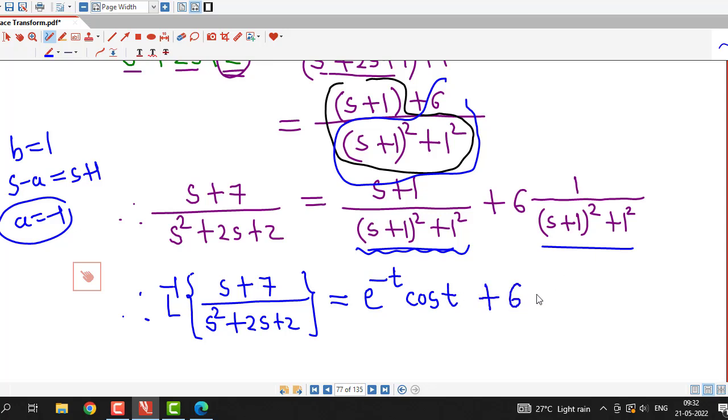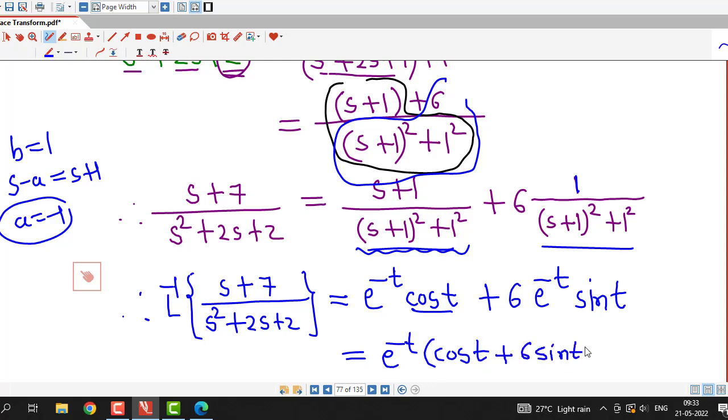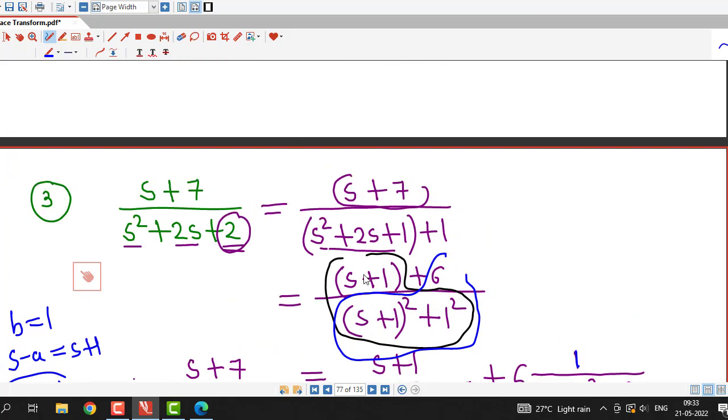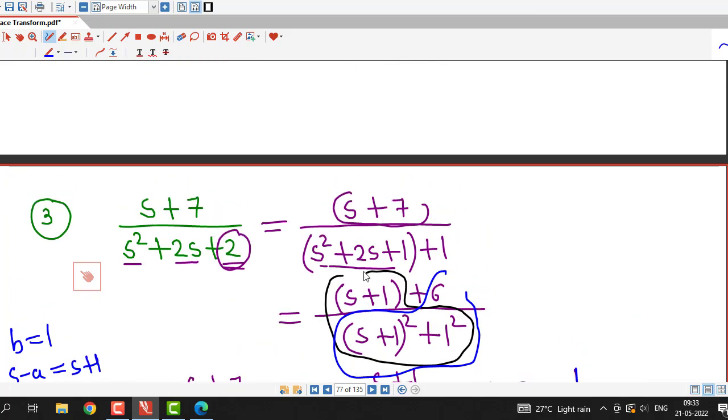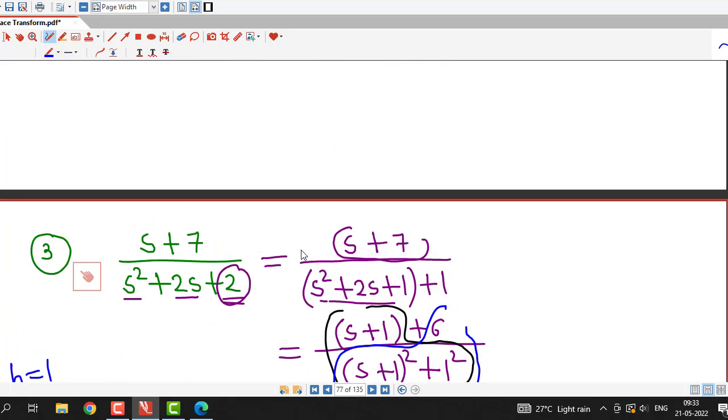Plus 6 times, here also the value of a is minus 1, the value of b is 1, but here we have 1 in the numerator, so instead of cos we will have sin, and e raised to minus t sin t. We can take e raised to minus t common and write this as e to the minus t times (cos t plus 6 sin t). So in this way we can decide the inverse Laplace transform of this type of functions.